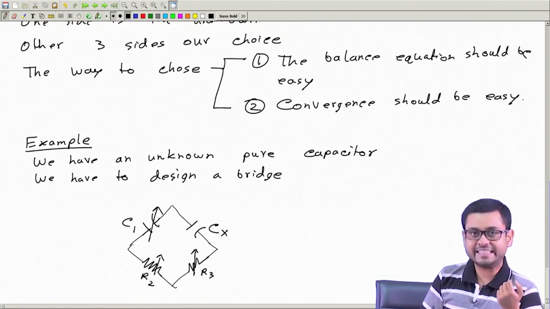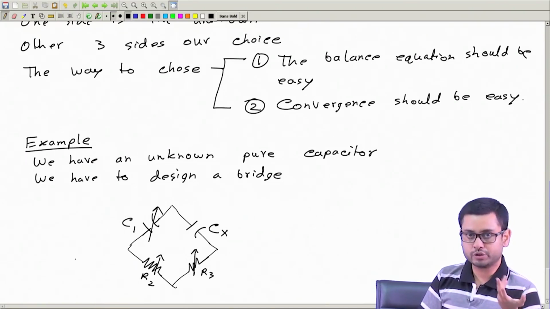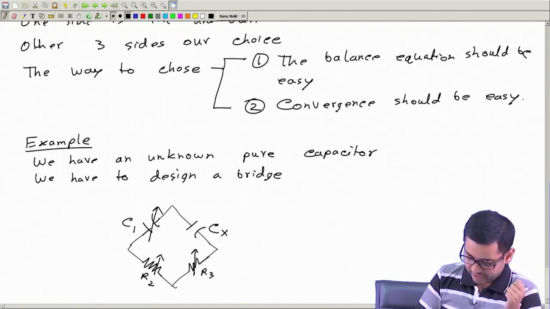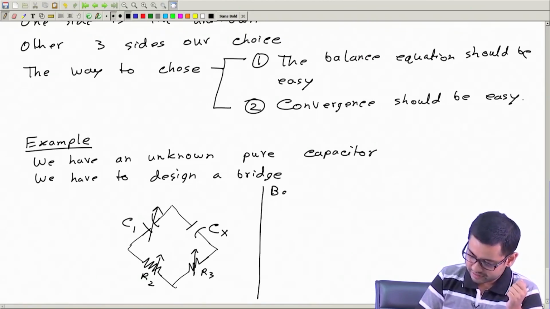Okay. So, I think this is easiest, or you can choose whatever you think easiest. You might have chosen to put this capacitor here and this resistance here. I mean, it's in a way symmetric. And why am I saying this is easiest? So, the balance equation.